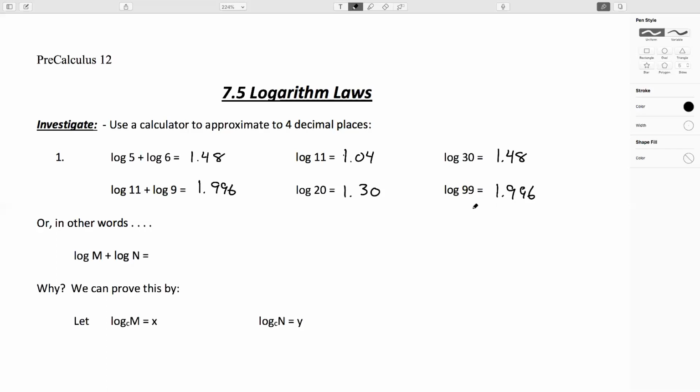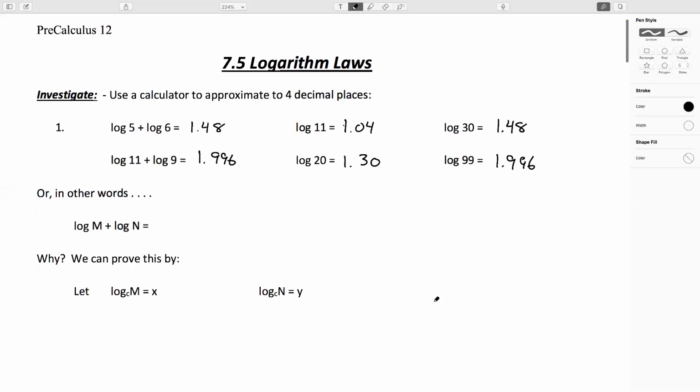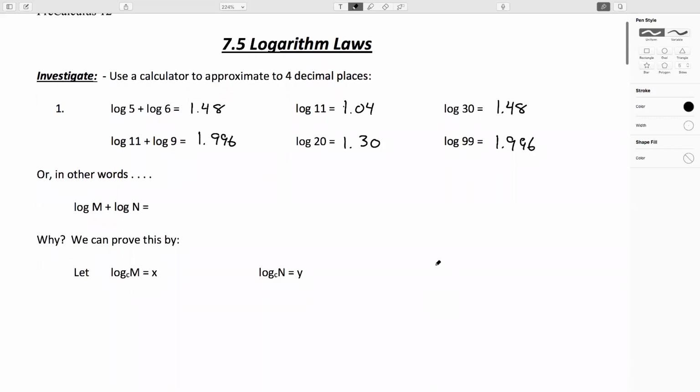We definitely haven't proven anything, but I think this demonstrates that when you add two logarithms, you can't simply add the arguments. You have to multiply those two numbers in your argument. In other words, log of m plus log of n is log of m times n.